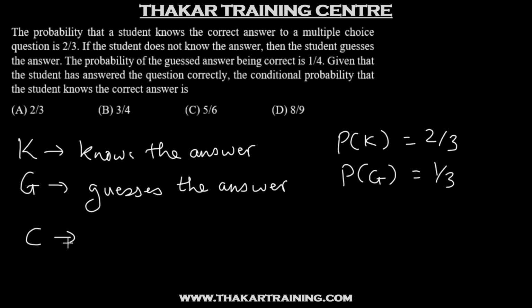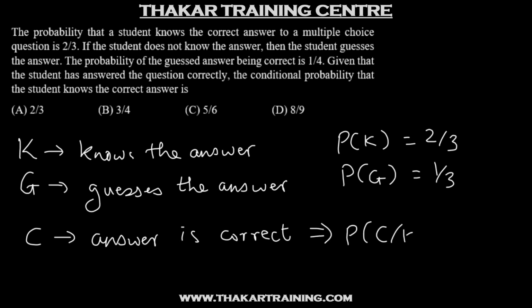Now let C be the event that the answer is correct. So what will be the probability that the answer will be correct when the student knows the answer? This is not given in the question. But when the student knows the answer, it will obviously be correct. So this probability will be 1. And the probability of getting the correct answer when he guesses the answer is given to us in the question as 1 by 4. So these are the probabilities in front of us now.